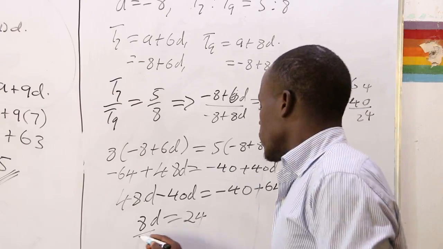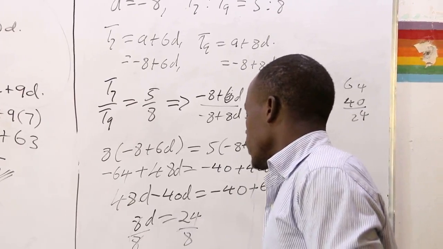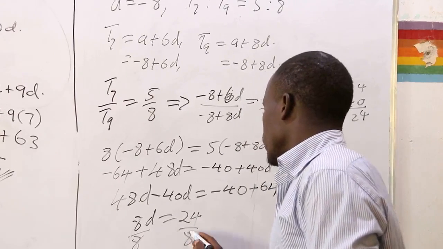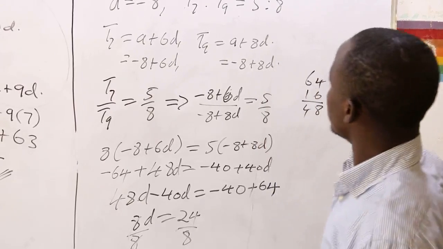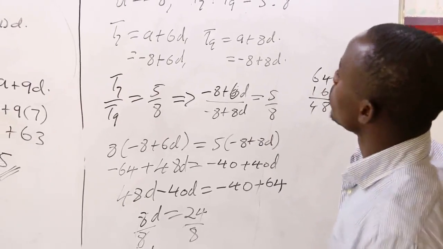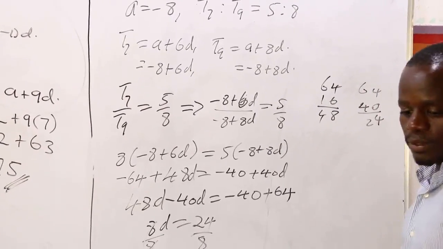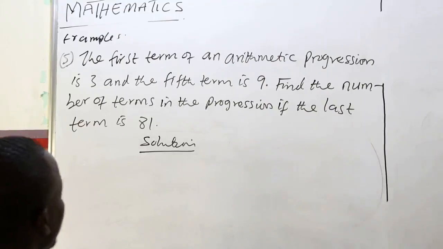So we now divide both sides by 8. This will go. d will be 24 divided by 8, which is 3. And that is the common difference of this progression. So we pick one more example and then move to the next thing. Okay, let's take our next example.